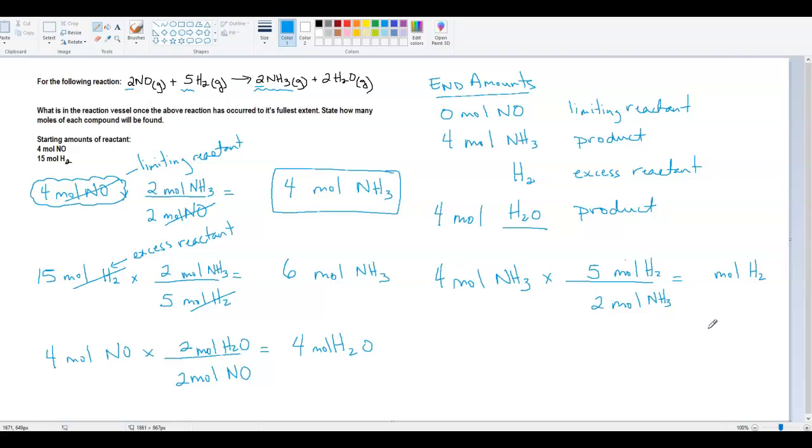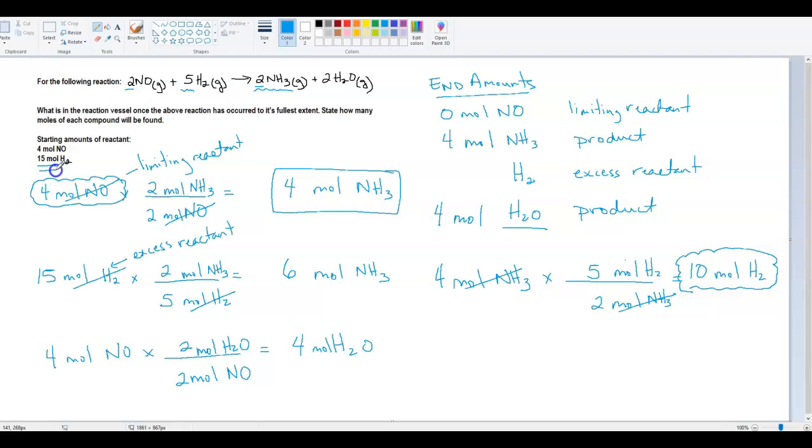So this cancels out and we get 4 times 5 is 20, divided by 2 tells us that it takes 10 moles of H2 to create 4 moles of NH3. That's key. That's how much H2 was used.